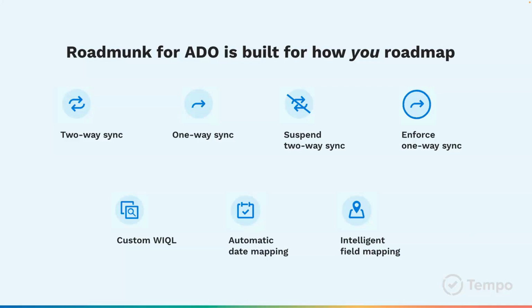This is sometimes a really great feature to have because although you might want a two-way sync, you might want to start the process off with a one-way sync to ensure that everything is going to be accurate before you start pulling data in. You have the ability to use custom WIQL within your team, as well as automatic data mapping. So this, of course, speeds things up. And then, of course, intelligent field mapping, a very important feature to have because those fields within Azure DevOps, you want to make sure are reflected within Roadmonk.